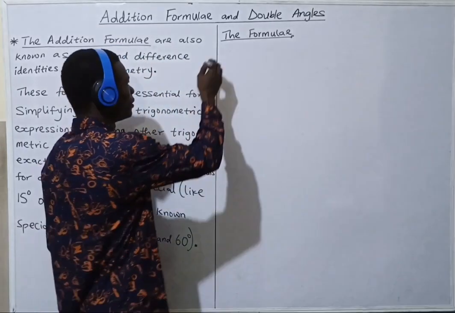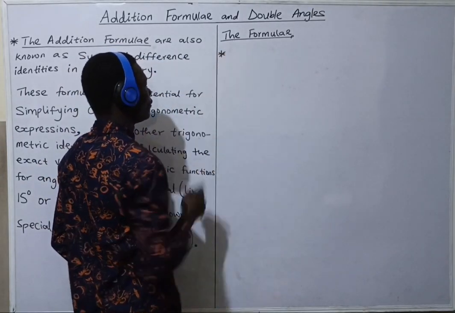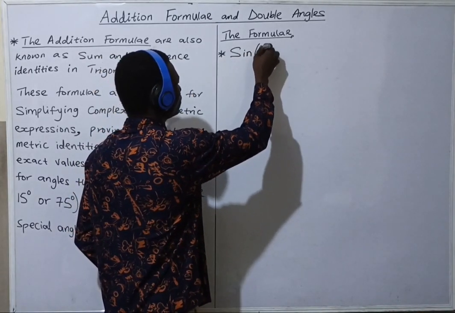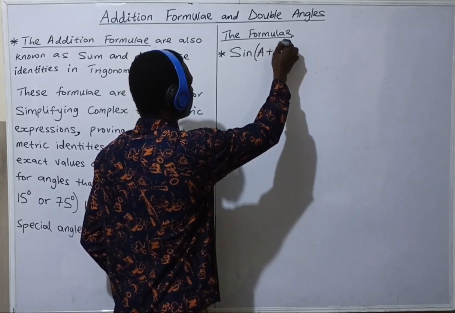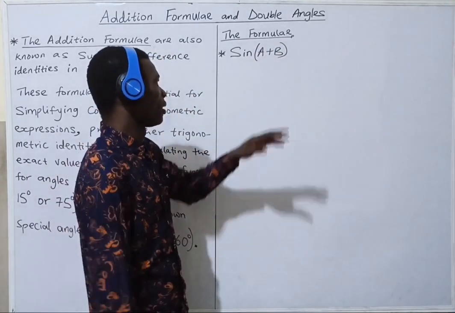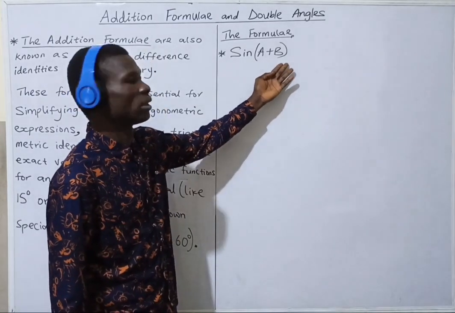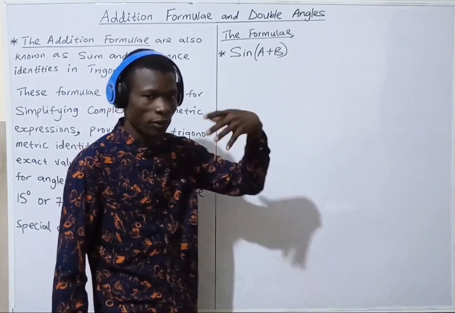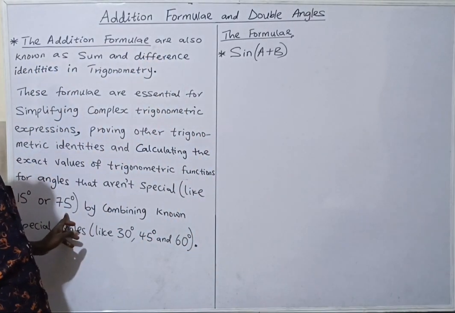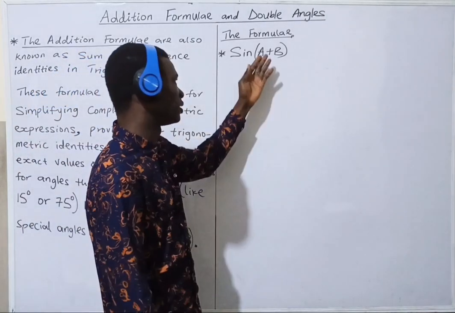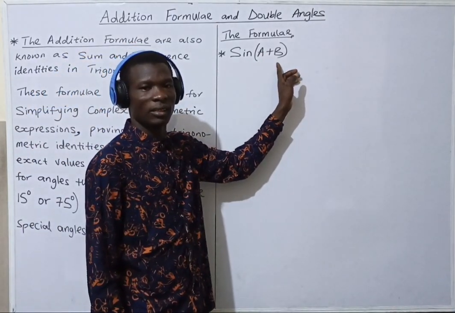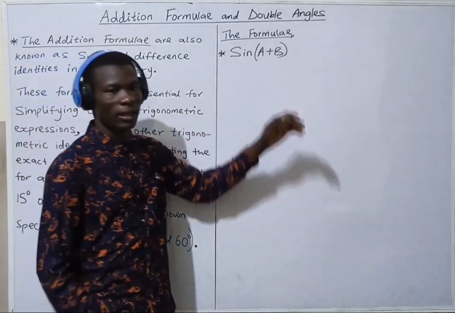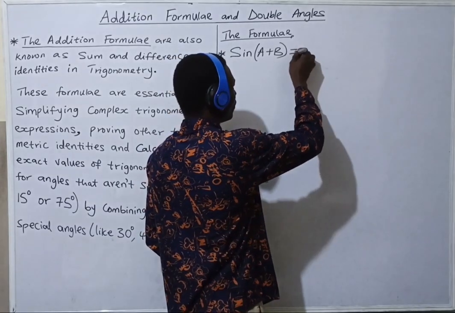The very first addition formula is this: sine of angles A plus B. These are two different angles, A and B. This can be angle 30 degrees and this one can be 45 degrees. So that's when we are talking about sine of 30 plus 45 degrees, which of course gives you 75 degrees. And you can also have angle 60 degrees minus 45 degrees, which of course gives you 15 degrees.